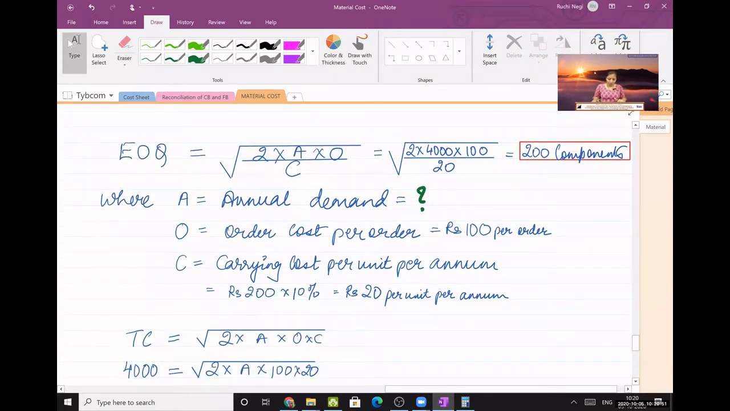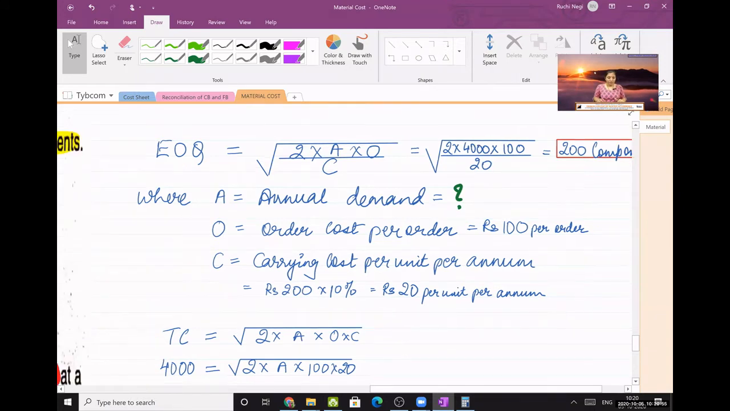O is order cost, 100 rupees. Carrying cost is given, 10%. 10% of what? 10% of the purchase price of the raw material, per unit per annum. Right? So per unit is how much? 200 rupees. Per annum percentage is how much? 10. So 10% of 200 rupees is how much? 20. Okay?